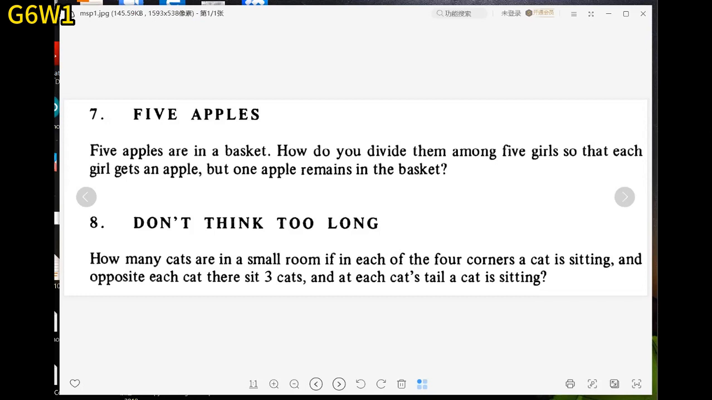Now, you guys can think about it when you get home. So now let's look at the other question. Don't think too long. How many cats are in a small room if in each of the 4 corners a cat is sitting? And opposite each cat there sit 3 cats, and at each cat's tail a cat is sitting. A lot of cats.